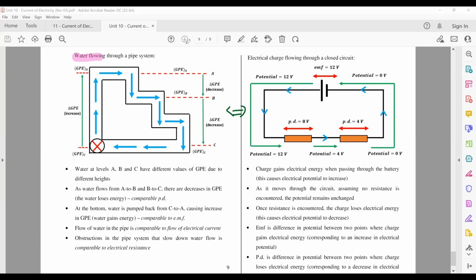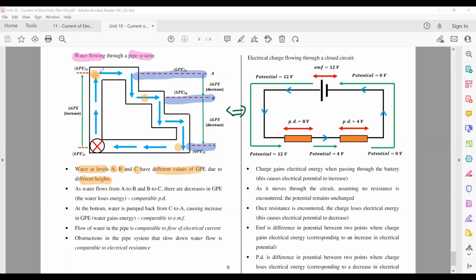So let's go with something that's more familiar first, the case of water flowing through a pipe system. Let's say right now we have a pipe system that looks like this, and there are three different levels: level A, level B, and level C. And then we start from here. Whenever you have water at levels A, B, and C, either here, here, or here, they will have different values of GPE because they are at different heights.